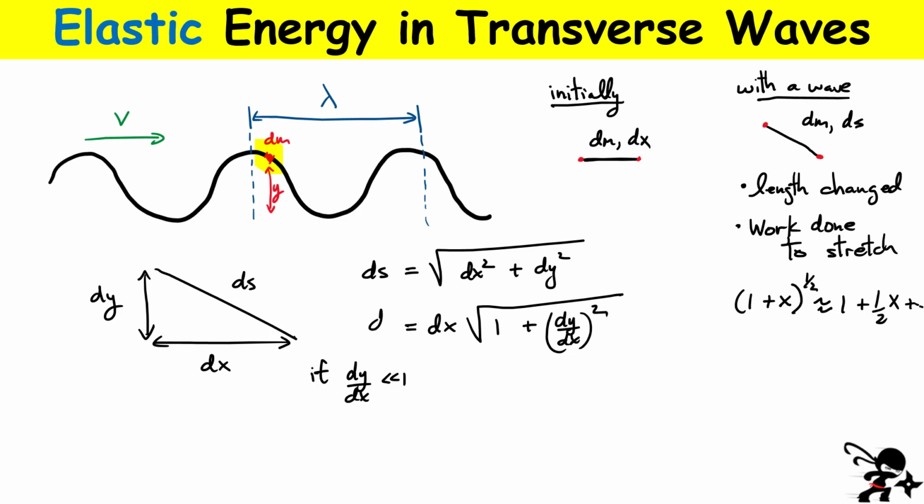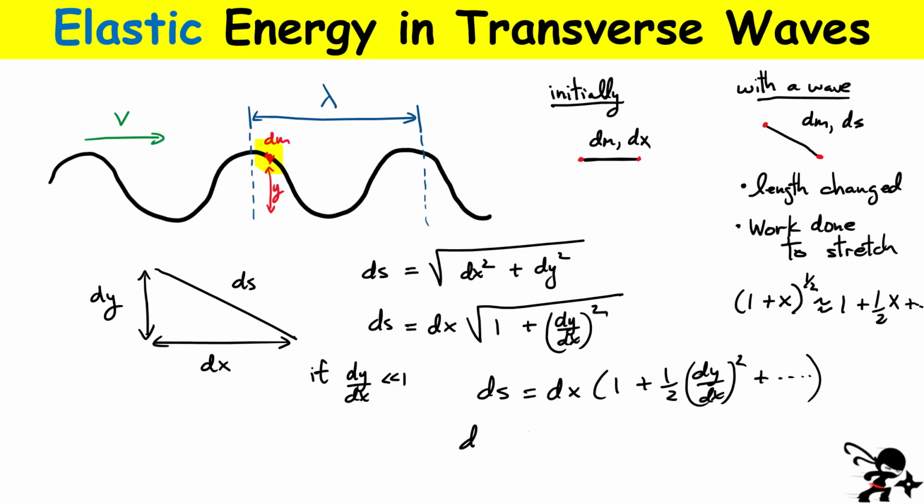So if I apply that to this little bit of segment over here, what you can do is write ds as being dx, and now I use the expansion for the square root term. So it's going to be 1 plus 1/2, and now it's dy over dx squared, and then plus some higher order terms, which are much smaller. Okay. All right, so let's have a look at both of those terms.